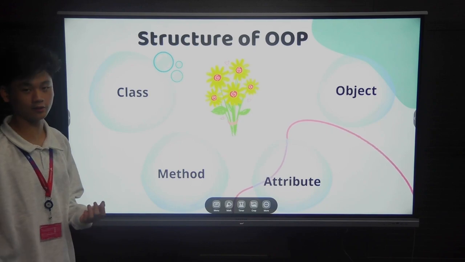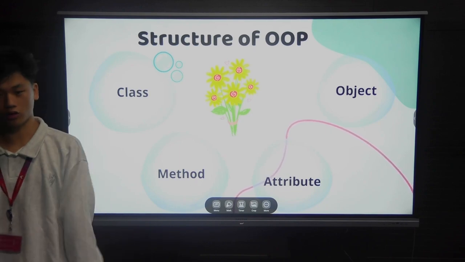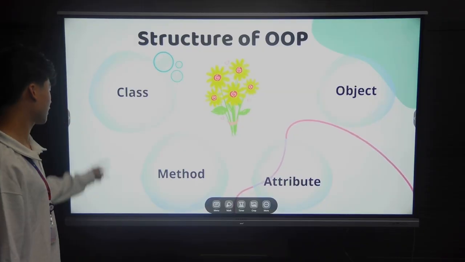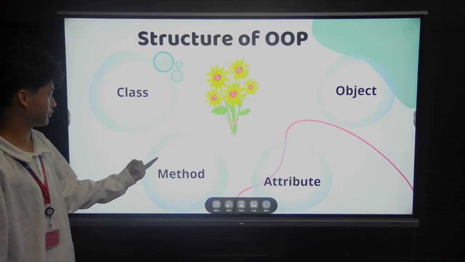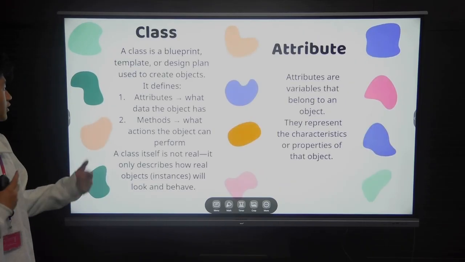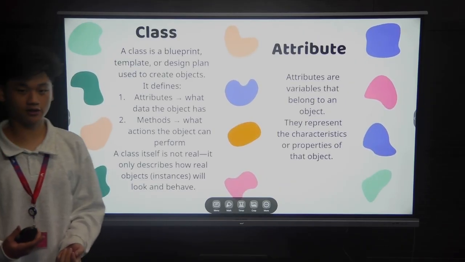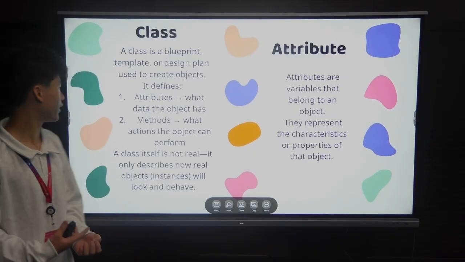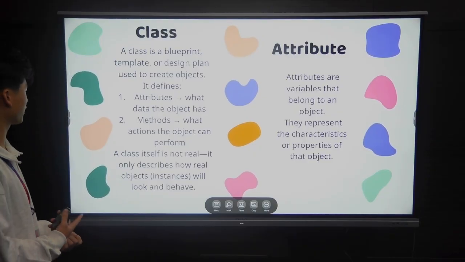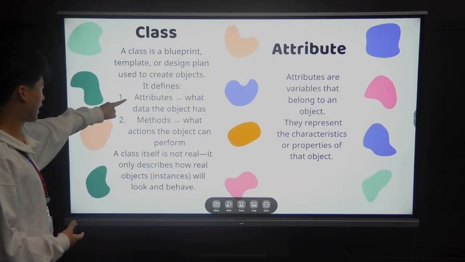Well, next we come to the structure of OOP. OOP has 4 core structures. First, class, methods, attribute, and object. We come to two first, class and attribute. Class is a blueprint or design plan to create objects. It defines 2 things: attributes and methods.